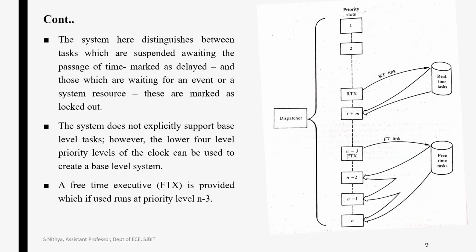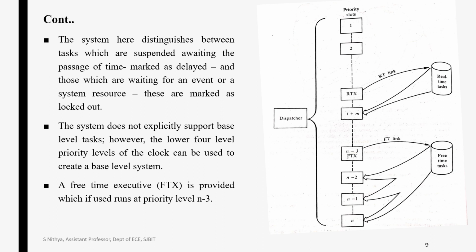Okay, and how will the interrupts be assigned to this? In the system here, there is a differentiation between the tasks which are suspended awaiting the passage of time, which are marked as delayed tasks, and those which are waiting for an event or system resources, which are marked as locked out processes. The system does not explicitly support the base level task. However, the lower priority levels of the clock can be used to create the base level systems. A free time execution is provided which is used to run at priority level n equal to 3.